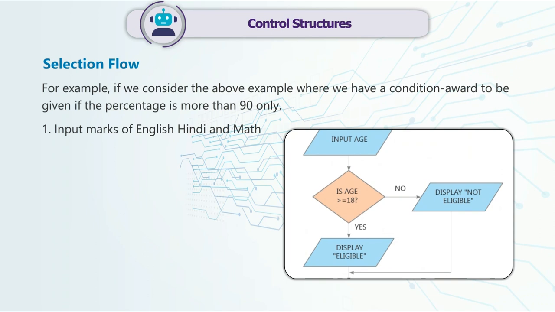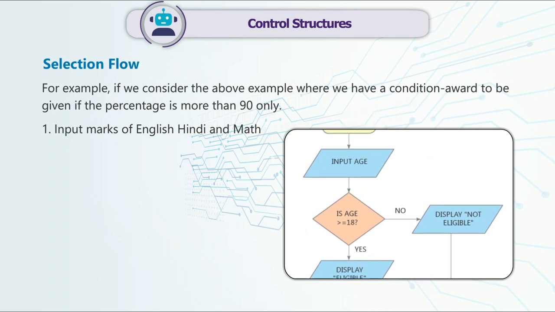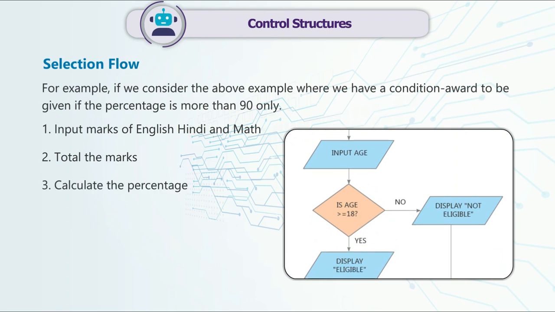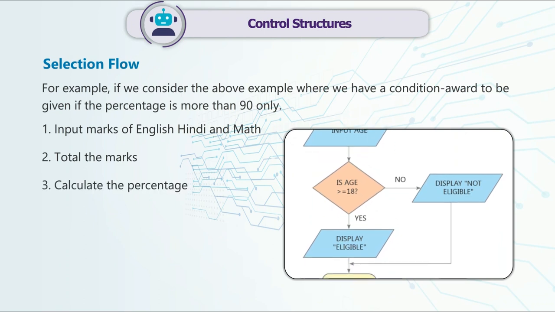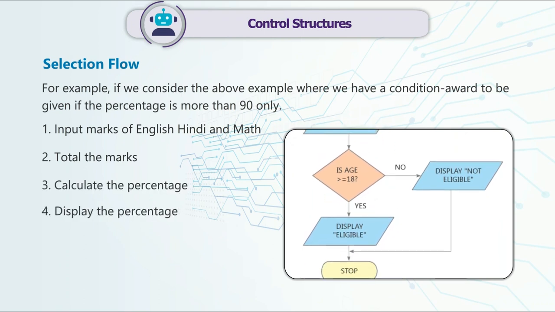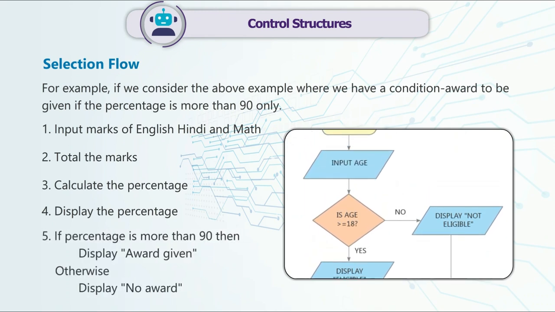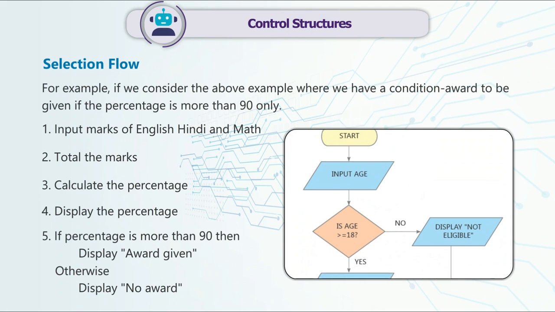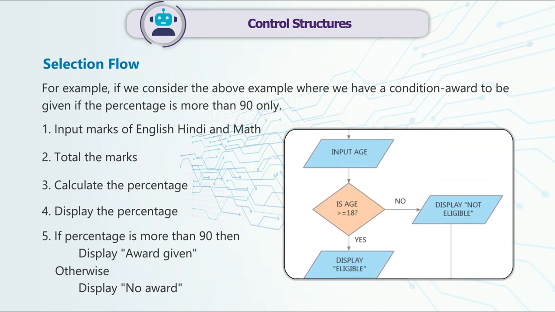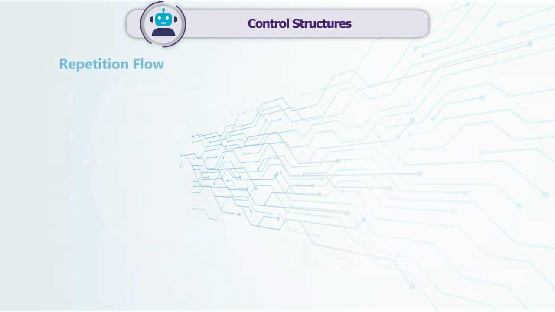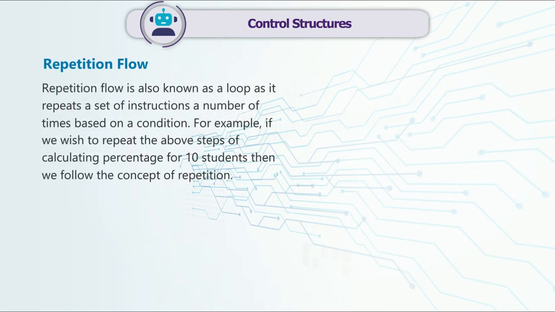1. Input marks of English, Hindi, and Math. 2. Total the marks. 3. Calculate the percentage. 4. Display the percentage. 5. If percentage is more than 90, then display award given. Otherwise, display no award.